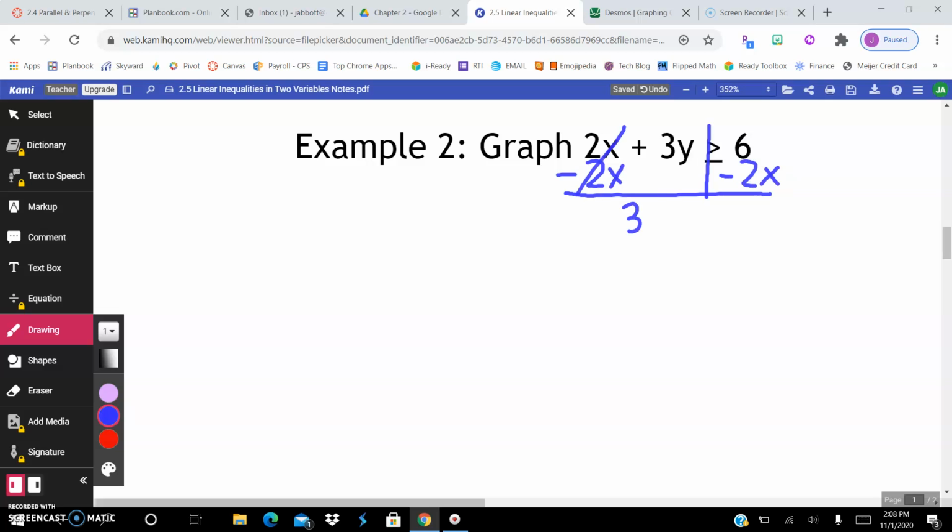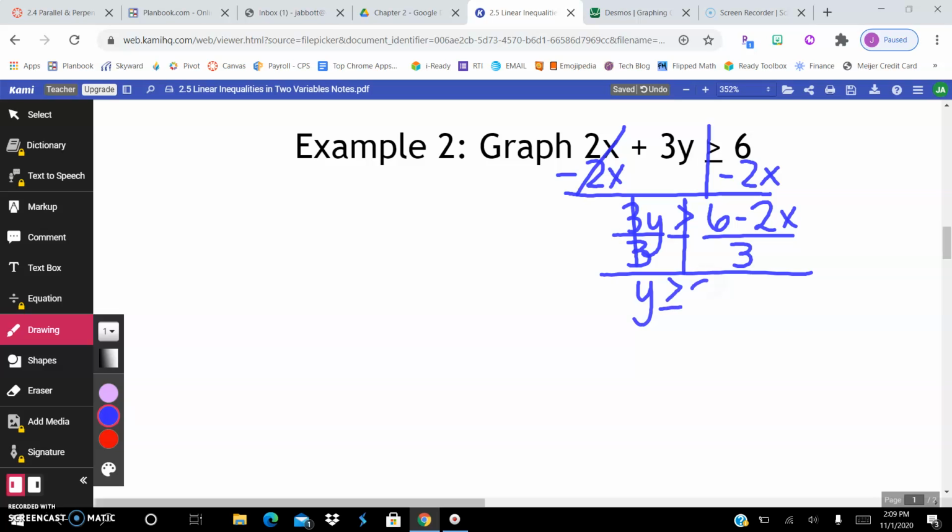So bring down the 3y, bring down the sign, and then 6 minus 2x we can't do. They're not like terms, so we just write 6 minus 2x. Then we divide both sides by 3. So the 3's cancel, we have a y, bring down that sign. 6 divided by 3 would be 2, and -2 divided by 3 is going to stay -2/3 with the x.